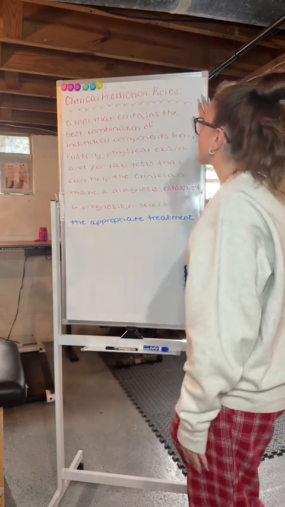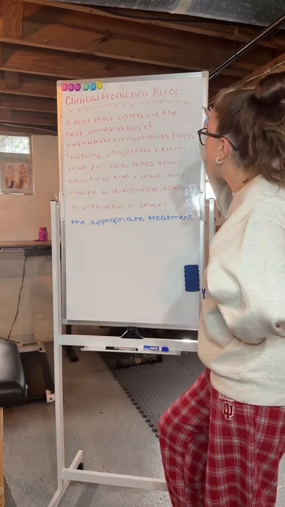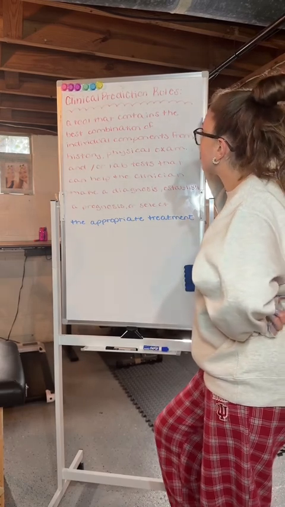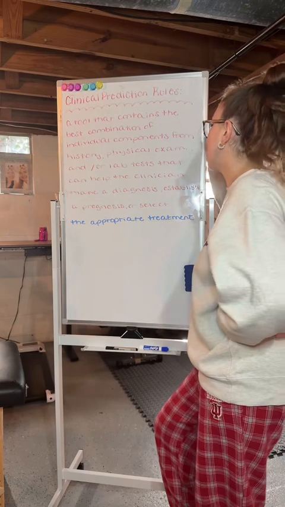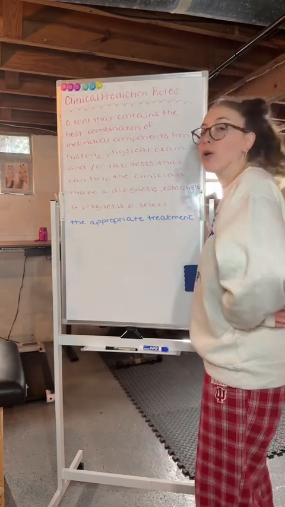So, what is a clinical prediction rule? It is a tool that contains the best combination of individual components from history, physical examinations, and/or laboratory tests that can help the clinician make a diagnosis, establish a prognosis, or select the appropriate treatment.